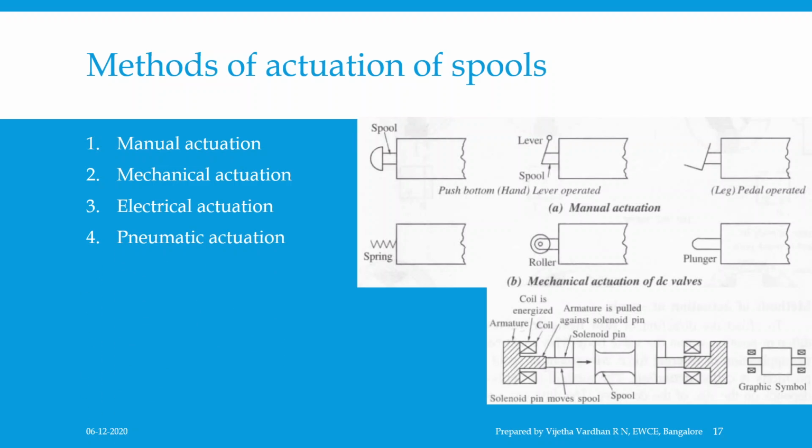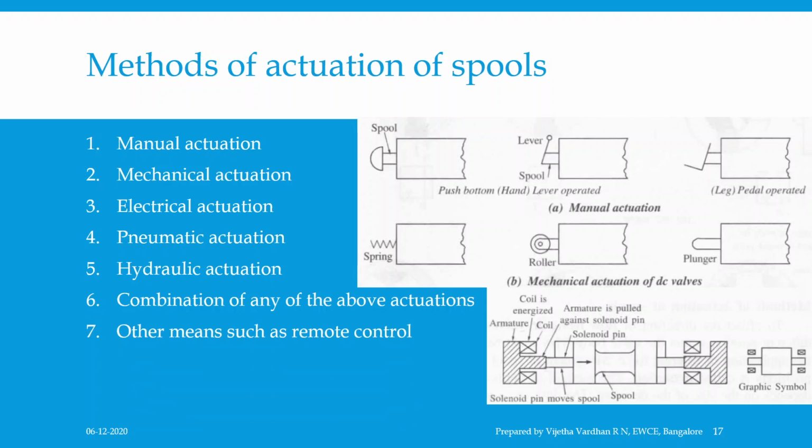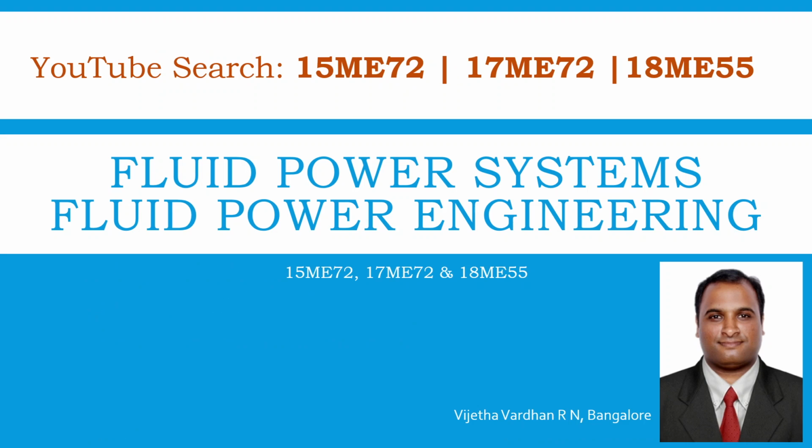Then we have pneumatic actuation based on pneumatic flow as the working fluid, then hydraulic actuation based on hydraulic fluid. And we can achieve this by a combination of any of the above actuations or other means such as remote controls. These are the various methods of actuation of spools.